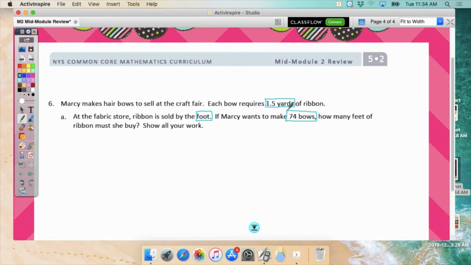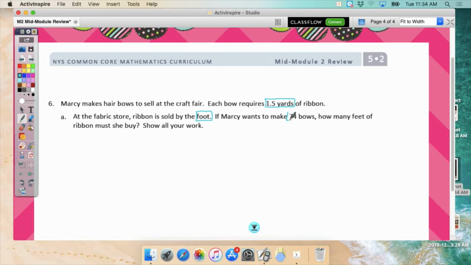What are you raising your hands for? Oh, you need to change yours to 1.5. I changed that. Thank you. Okay, so change yours to 1.5. Otherwise we're going to have hair bows that would be bigger than your head. So that's why I made it a smaller number, okay?